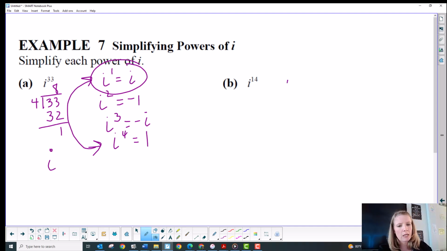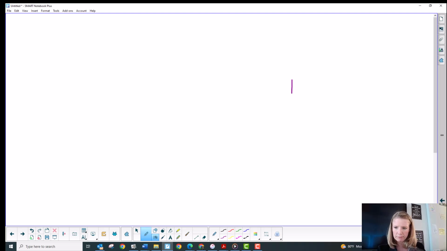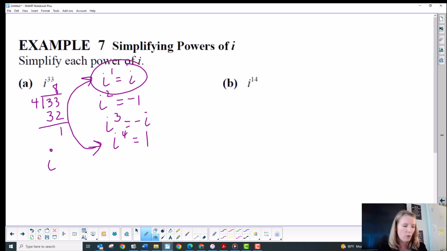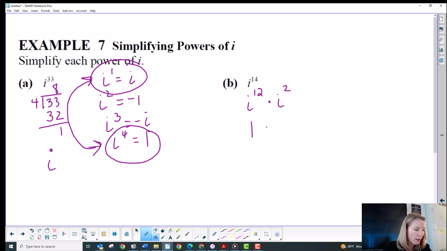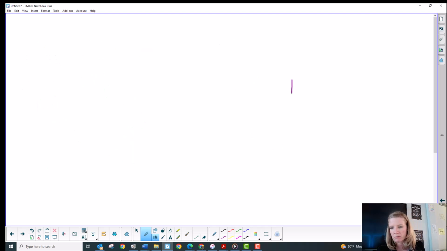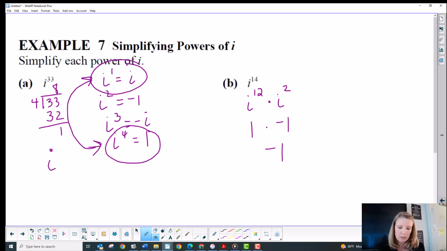And then 14, where'd it go? Okay, sorry. 14 would be, let's just do it this way. How about i to the 12th? I'll show you another way. Times i to the second. So i to the 12th is just 1 because that's a multiple of 4. And then you have 2 left over, which is negative 1, and then that's negative 1. So I think that's it. Yeah, and that's where this video is going to stop. Maybe. Bye.